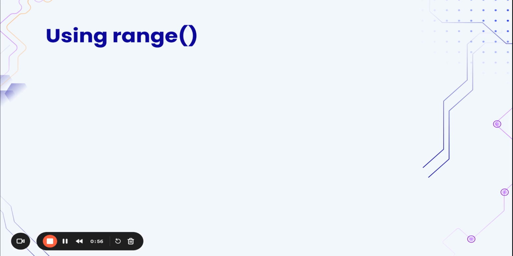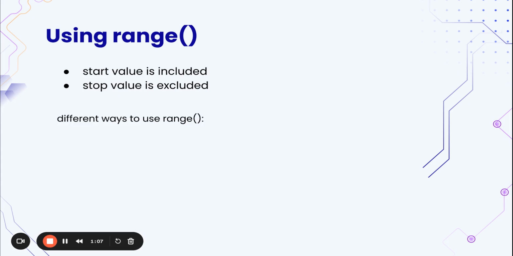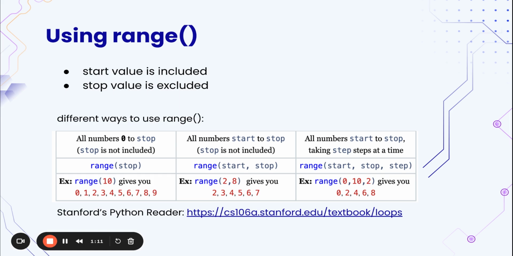So now let's talk about using the range function. The start value is included and the stop value is excluded. There are many different ways to use range. This is a really good picture from Stanford's Python reader, and it explains how to use the range function.